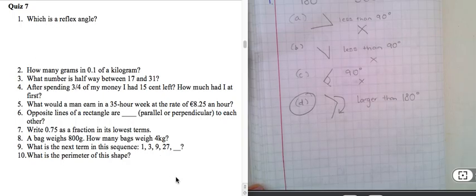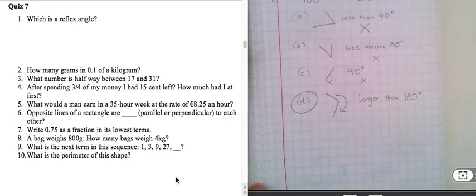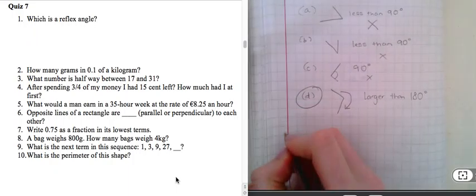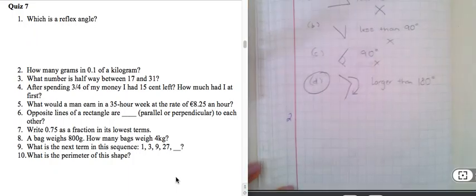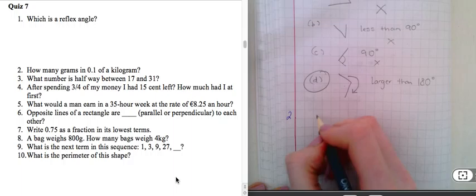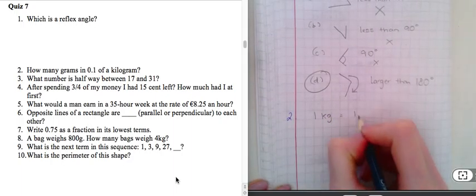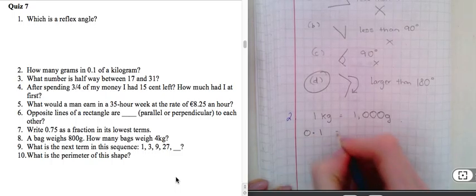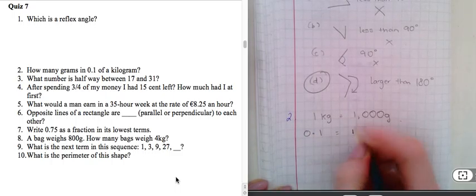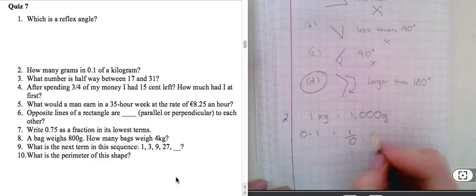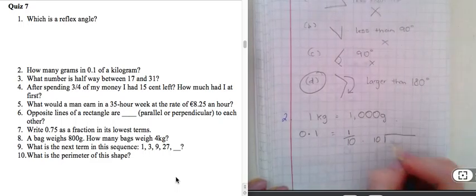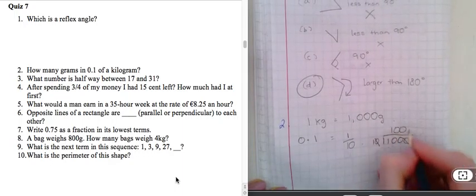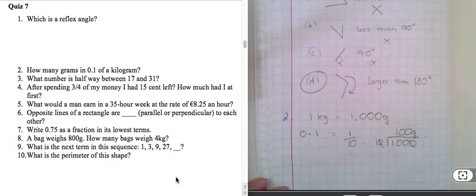Let's look at question 2 now. How many grams in 0.1 of a kilogram? That's question 2. So we know that 1 kilogram is 1000 grams. 0.1 as a fraction is 1/10. So what is 1/10 of 1000? We can knock away our zeros and we're left with 100 grams. So 0.1 is the same as 100 grams. Question 3.